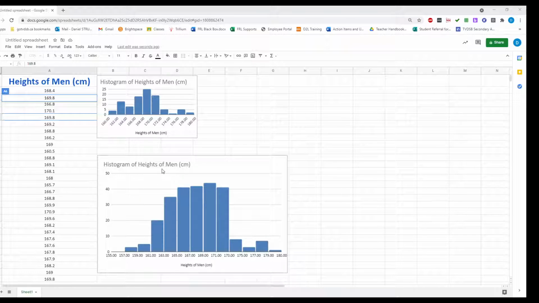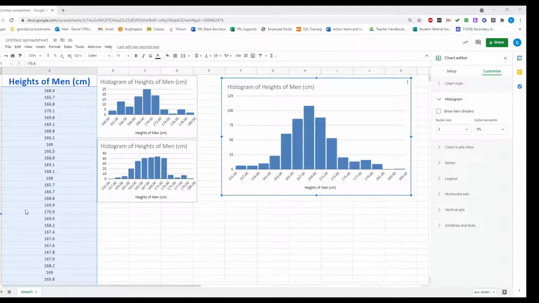Let's try this again and increase. Let's go to 500 data points. So I'm going to stop and resize and do that as well while we're paused here for a moment. Now we are looking at 500 data points. What do we notice about our graph? Definitely looking a lot more symmetrical now.